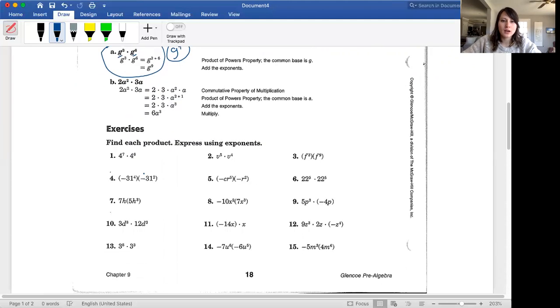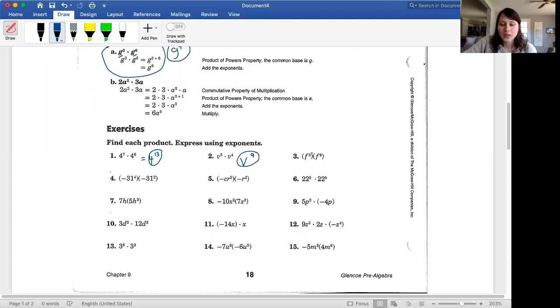Let's find these products and write the answers using an exponent. 4 to the seventh power times 4 to the sixth power. Well, that would just be the same base and then add my exponents. 7 plus 6 is 13, so 4 to the 13th power. V to the fifth times V to the fourth is V to the ninth power.